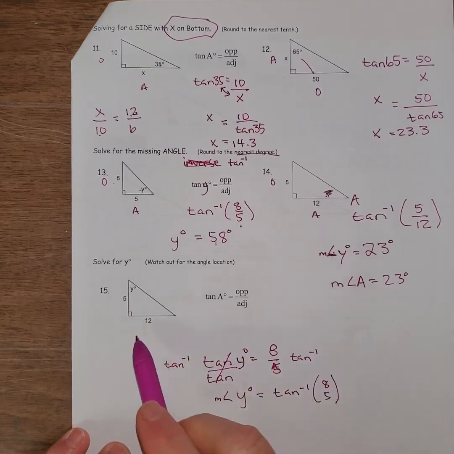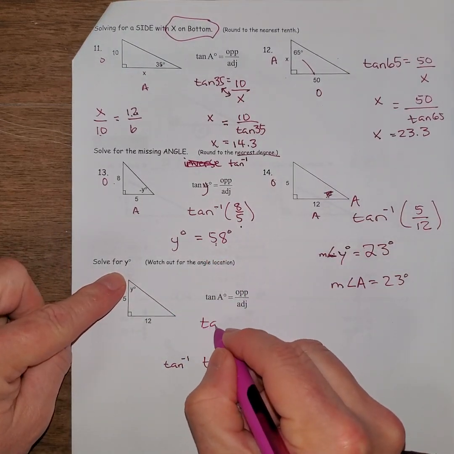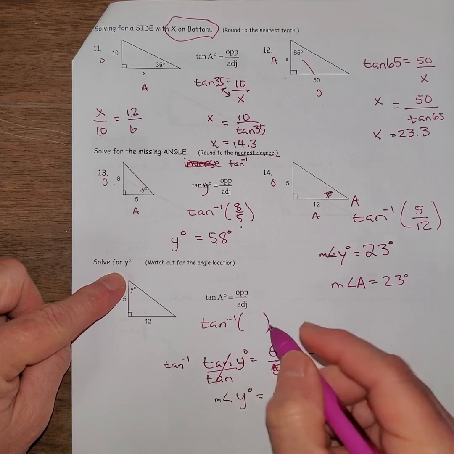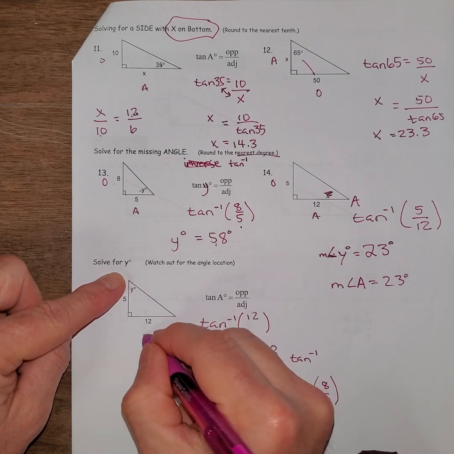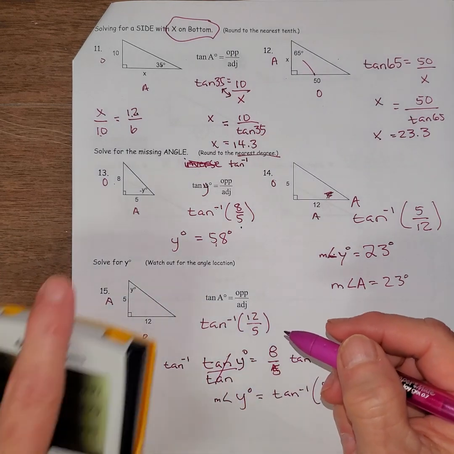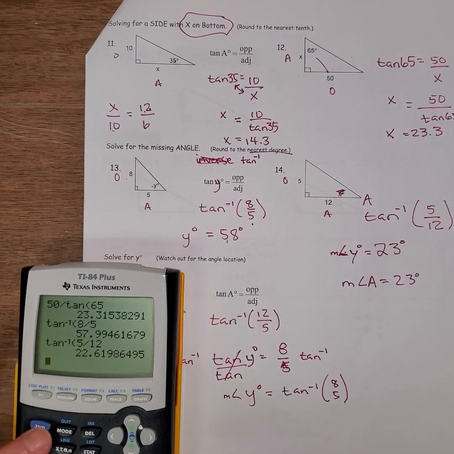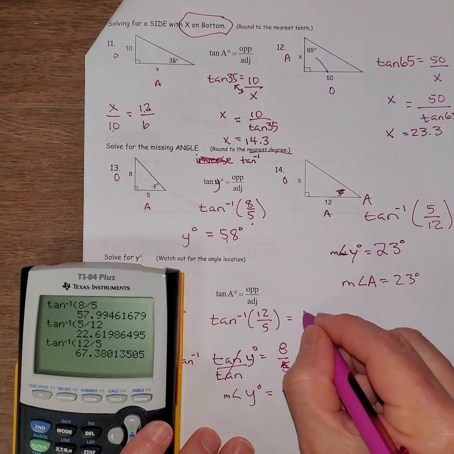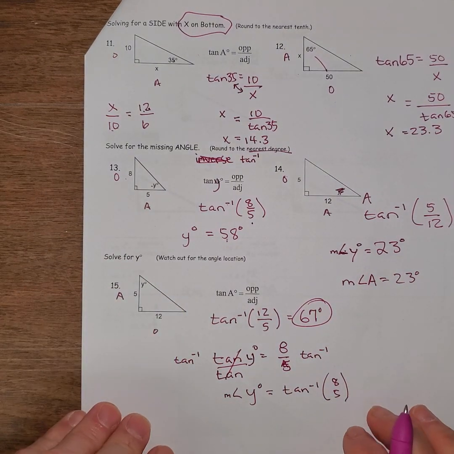Okay, so this last one here, the y is way up here. So whenever you do inverse tangent on this one, make sure that you put the 12 on top because that's the opposite one, over 5. So this is the opposite, this is the adjacent, right? So 12 over 5. So you punch it into the calculator. And let me see. Second tangent, 12 divided by 5. And you get 67 degrees. Equals 67 degrees. Okay? So that's about it right there.